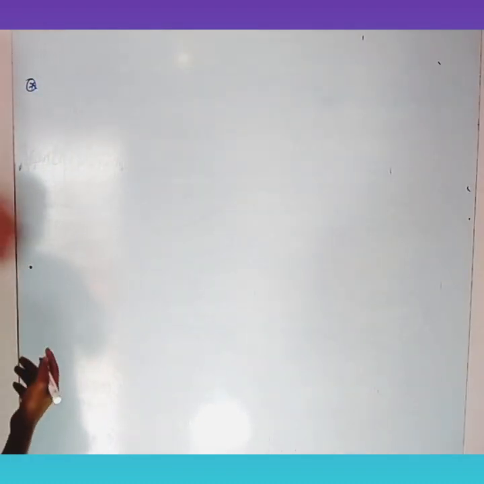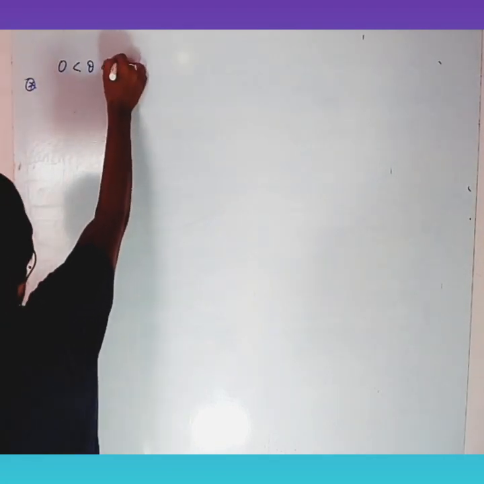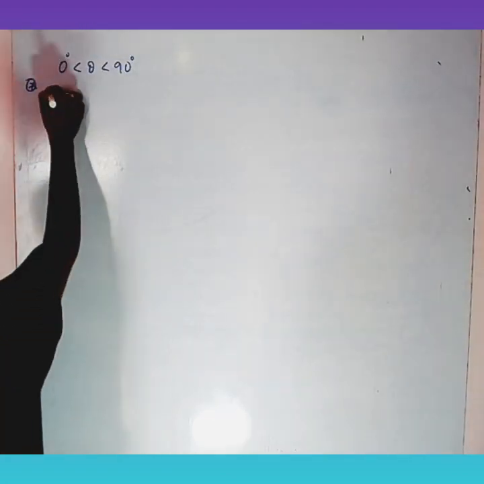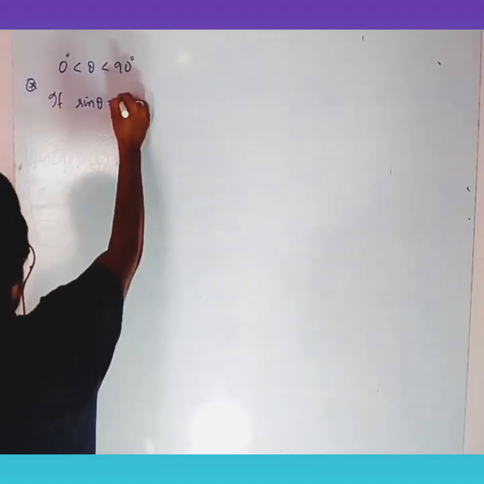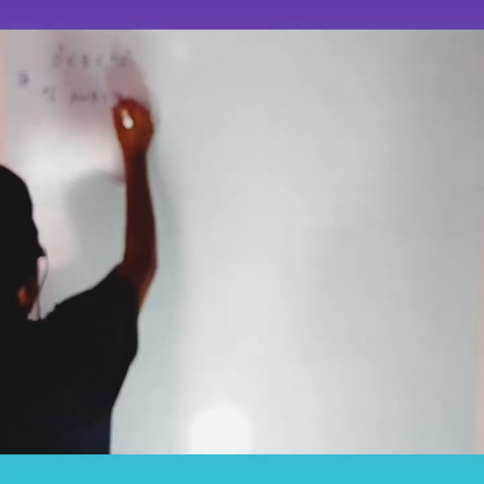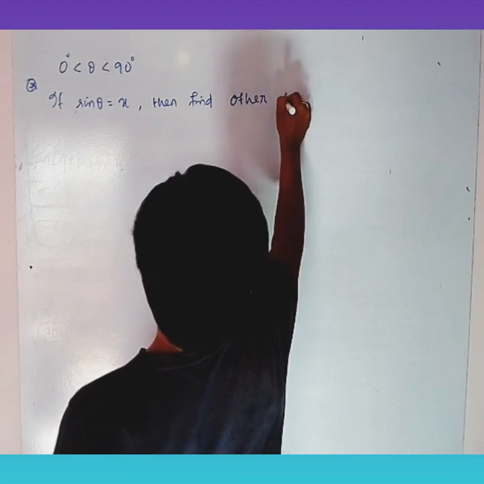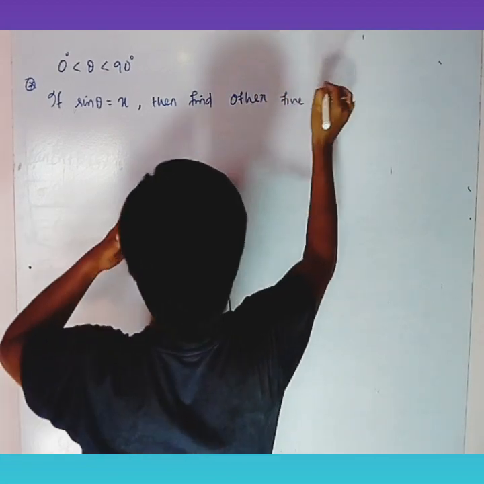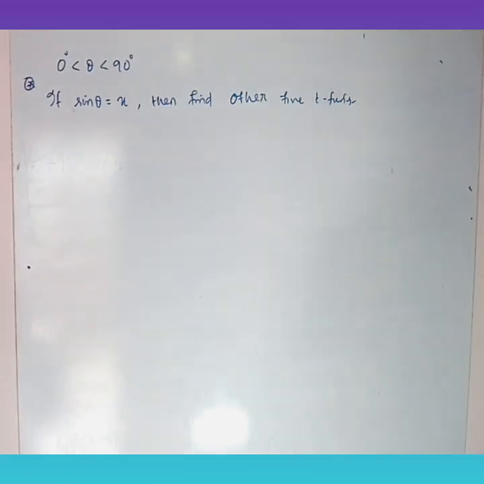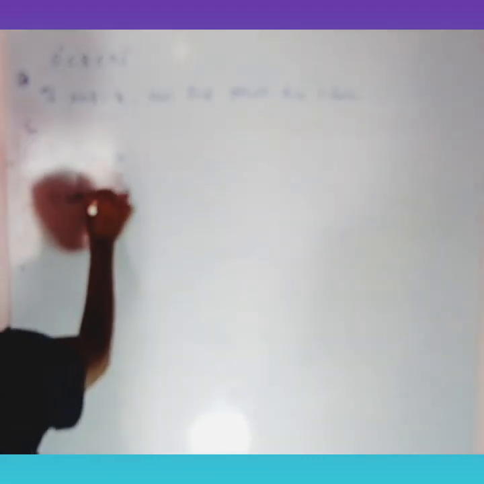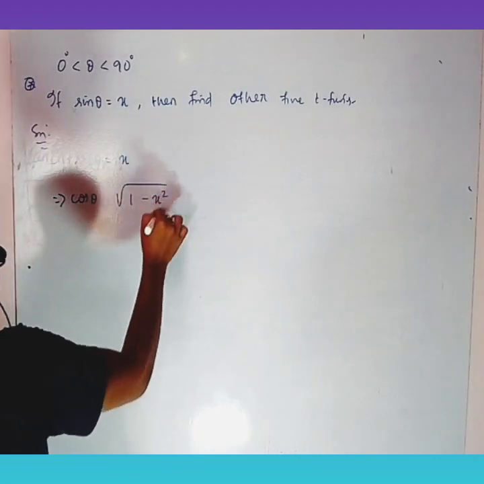For theta acute, suppose 0 less than theta less than 90 degrees. If sin theta equal to x and theta is an acute angle, then find the other 5 trigonometric functions. Sin theta equal to x. If sin theta is given, immediately we can find cos theta, square root of 1 minus sin square theta, that is square root of 1 minus x square.